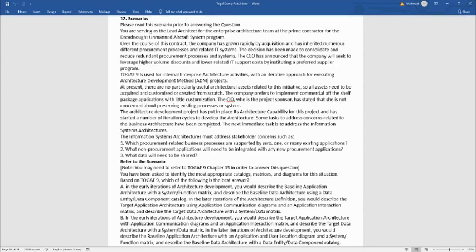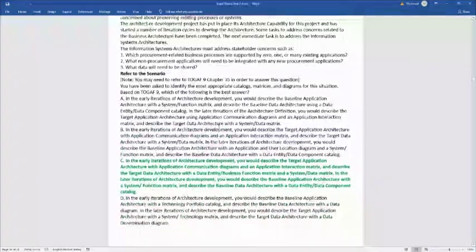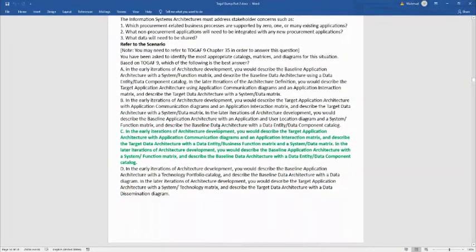the system architecture. It must address stakeholder concerns such as which procurement related business processes are supported by 0, 1 or many existing applications. What non-procurement applications will need to be integrated with any new procurement application? What data will need to be shared? So the answer is C.